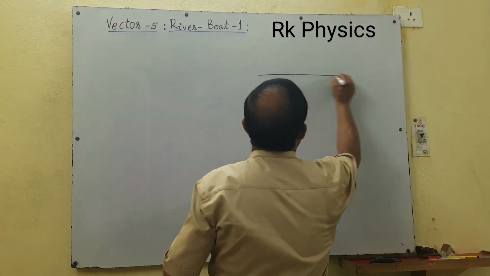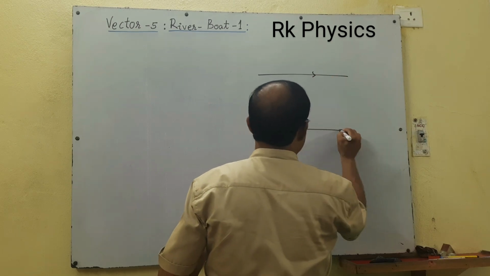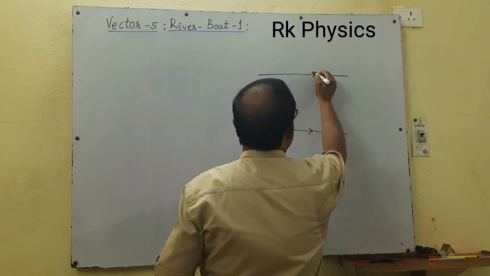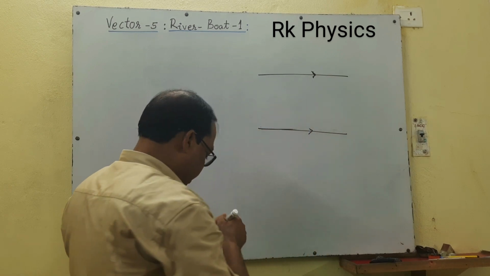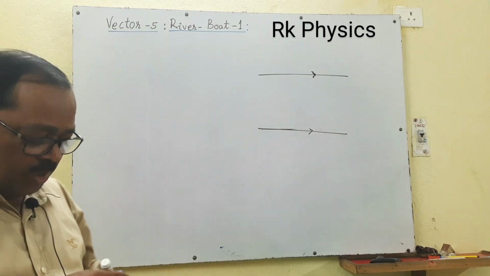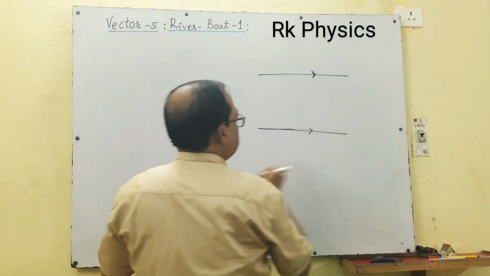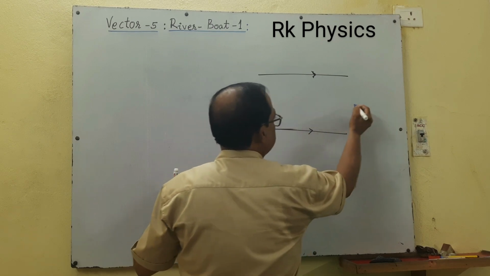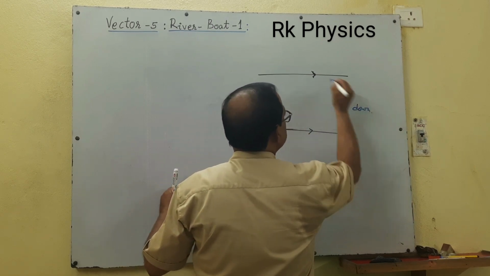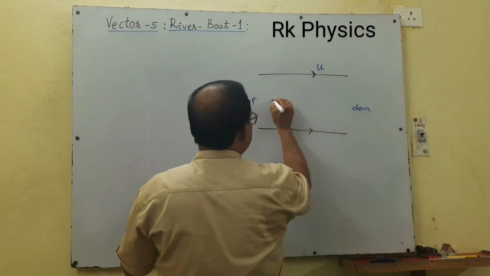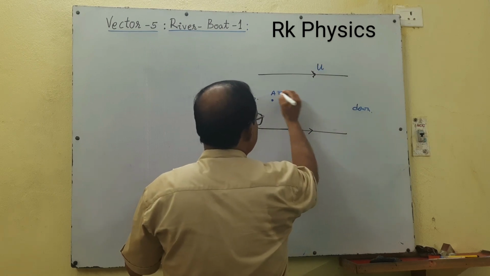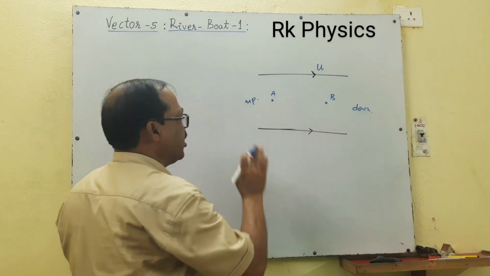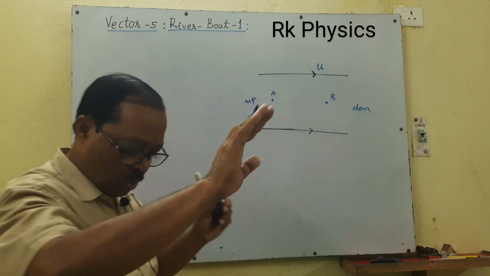Just imagine, in the name of river and boats, we should solve this technique. Now this is the direction of motion of the river. Imagine the river moves from left to right. This is your upstream and this is your downstream. Velocity of the river is u, and you choose two spots in the river. The river is moving with uniform velocity u throughout the motion.